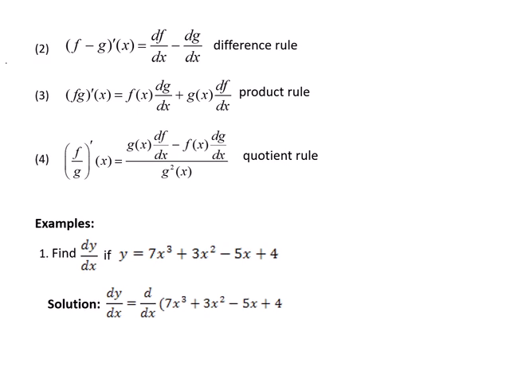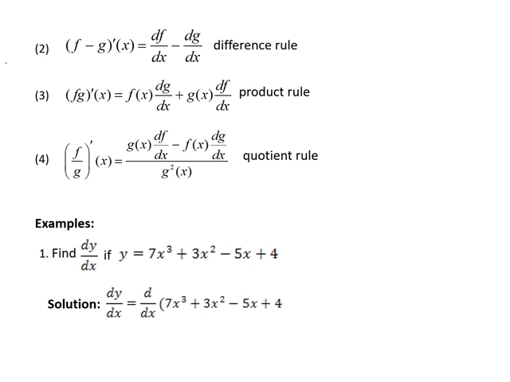Then number 4, we have f over g prime of s. That is the quotient rule. And look at how it is being formed: g of s df ds minus f of s dg ds, all over g squared of s. That is the quotient rule.